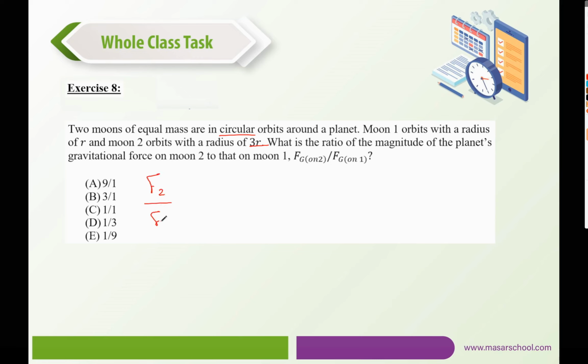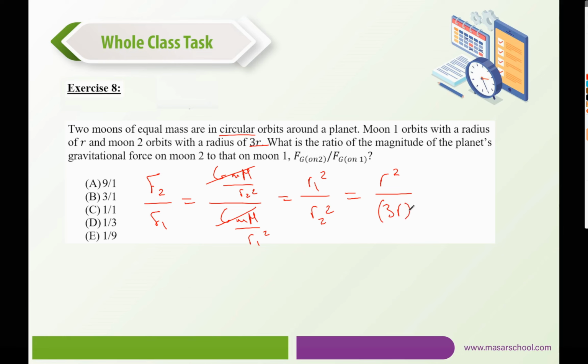So F2 over F1 would be GMm over R2 square, and GMm over R1 square. Because the moons are of equal mass, we can use the cancellation effect. That would be R1 square over R2 square. Now R1 is R and R2 is triple R. Then basically that would be 1 over 9. And the correct answer in this case would be E.